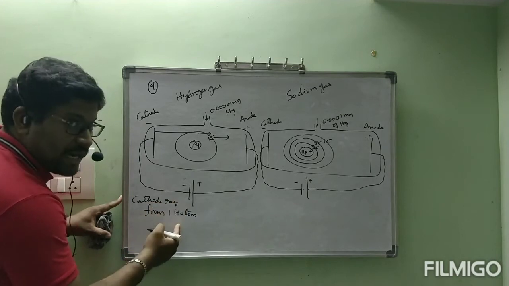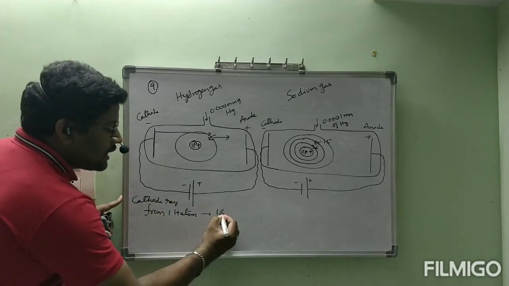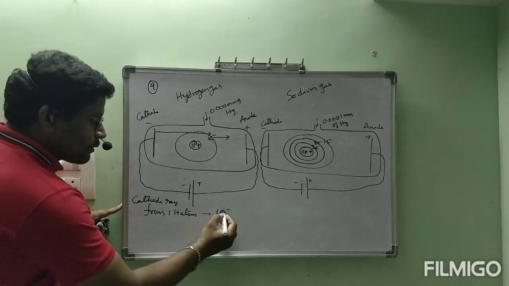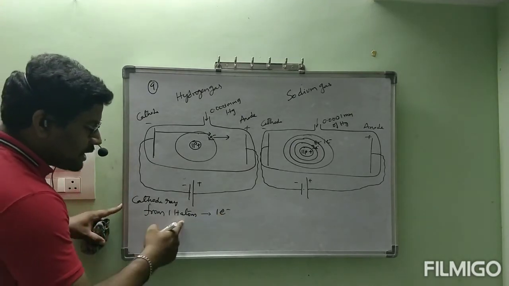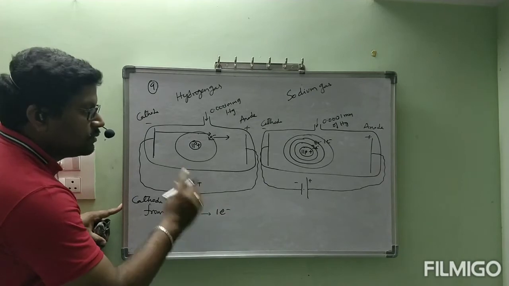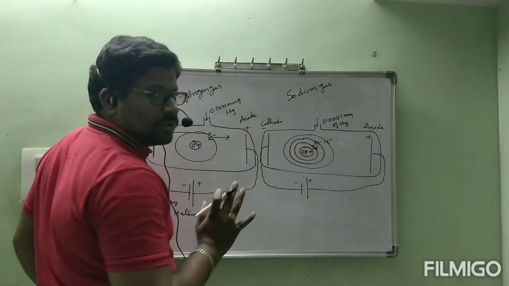Cathode ray from one hydrogen atom contains one electron. Okay, clear. Now coming to sodium gas.